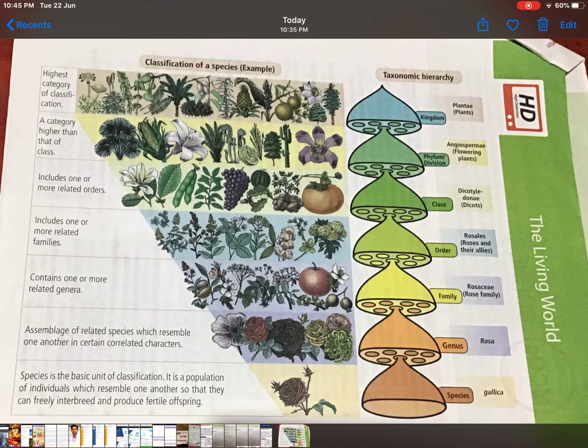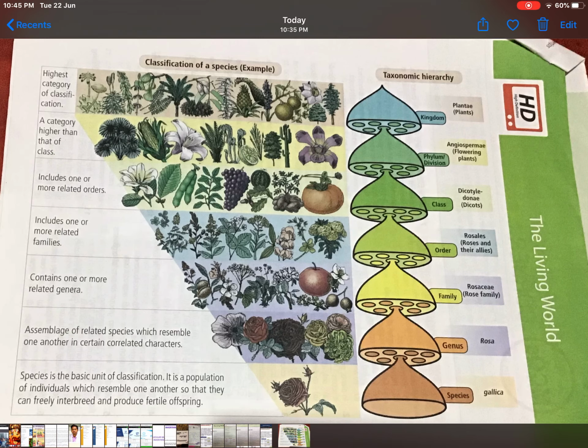Dicotyledonae means dicots, two cotyledons will be there. That means when a seed has two coverings, then we say it is a dicot. So under the class Dicotyledonae, many orders will be included. As you are seeing in the picture, it includes one or more related orders. Many are there, but here it is not only roses, many related ones are there.